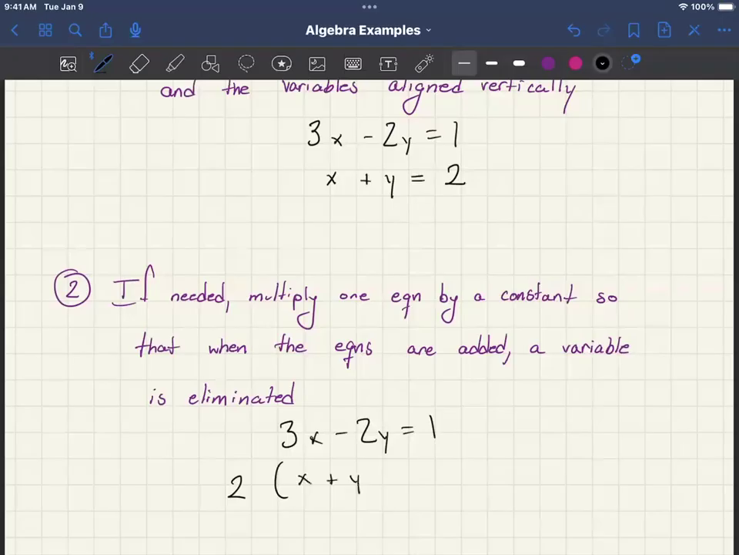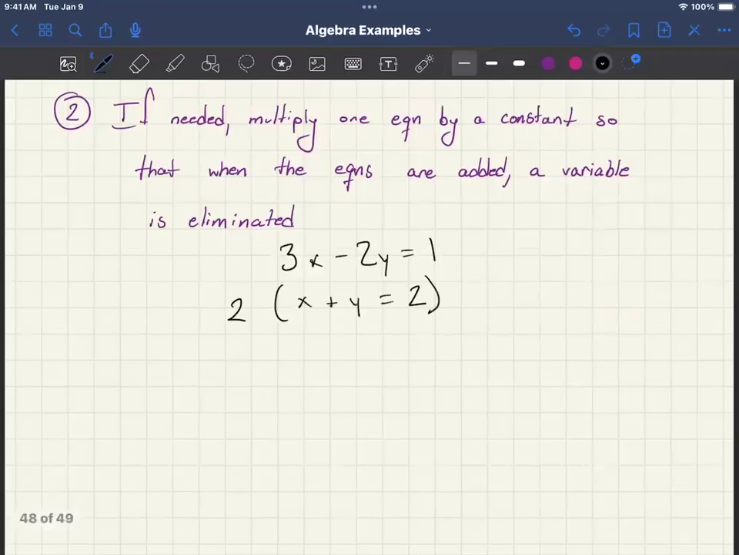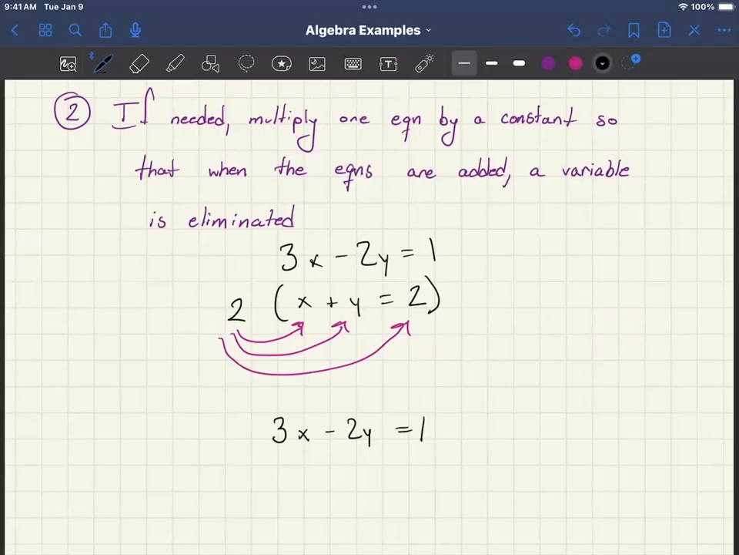All right. I'm just going to write out that 2 in front, and we are going to distribute that 2 inside. So these two equations become 3x minus 2y is equal to 1. And the second equation becomes 2x plus 2y is equal to 4. So we haven't actually changed anything. We just made it look a little bit different.